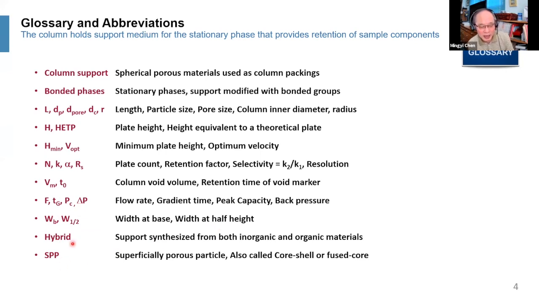Later on, we define what is a hybrid. A hybrid is a modern particle, not made purely from silica. Most material support is silica. A hybrid has an inorganic part, which is silica, or basically silicate, and also another organic moiety. So we talk about hybrid in the fourth week. SPP, superficially porous particle, something that you really should be using today. It's also called core shell or fused core.